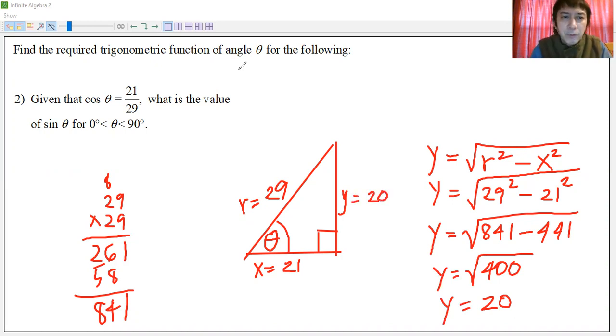And we can now compute our sine theta. It's y over r. So our sine theta is y over r, that's 20 over 29.